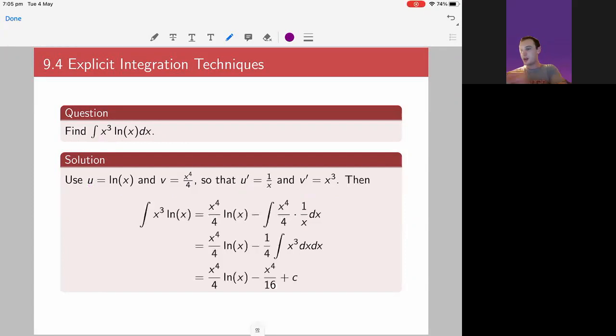This is quite helpful because this integral that we're trying to work out is exactly equal to the integral of u v dash. And so this is equal to uv minus the integral of u dash v. So u dash is 1 on x and v is x to the fourth on 4. Now, x to the fourth on 4 log x just comes down, whereas if we take the 1 on 4 out of the front of this integral and cancel one of the powers of x with the 4 on top, we get x cubed dx.